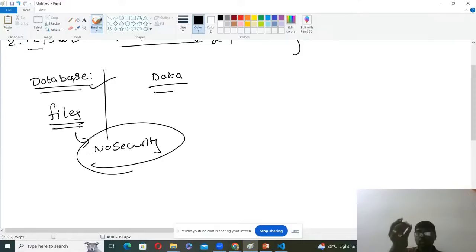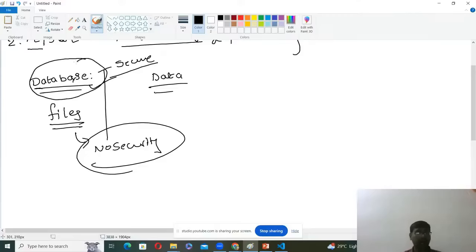Now, to store the data permanently and securely, we are moving to database. I think everyone is clear. So database is used to store the data.